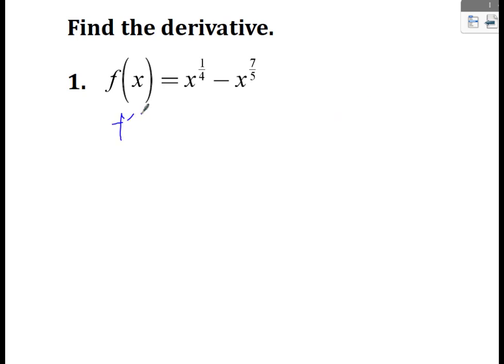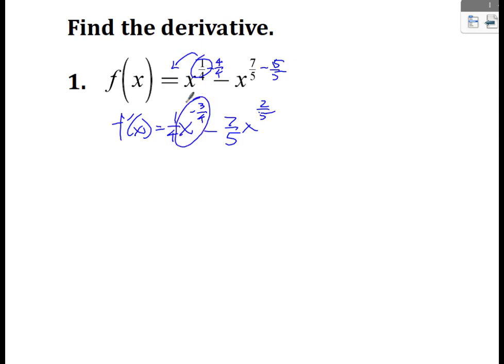All right, so to find the derivative of this one right here, we're going to apply the power rule. So it's going to be f prime of x is the exponent goes out front to be 1/4 x. You subtract 1, which would be 4/4. So therefore you end up with negative 3/4 minus exponent goes out front, 7/5 x, subtract 1, which is 5/5, and you get 2/5.